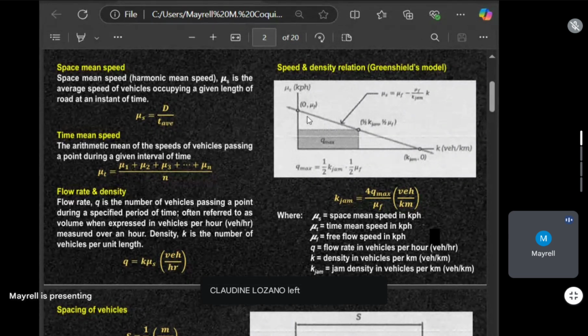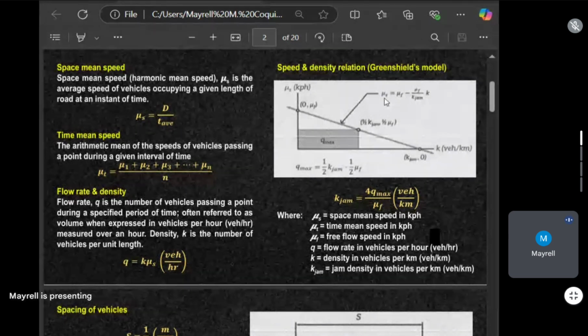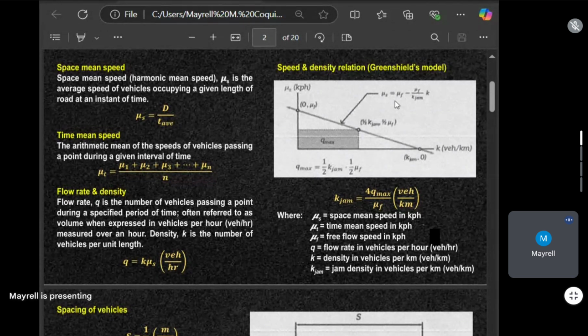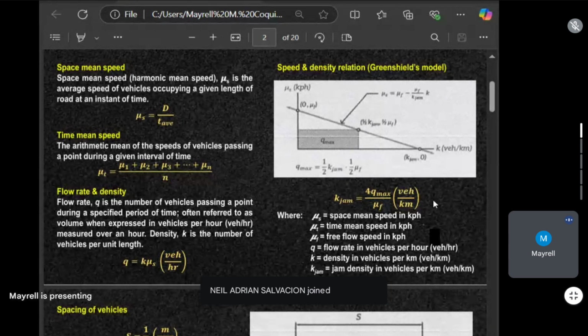And then the line, so the line is mu s, that's equal to mu F minus mu F over K jam times K. And K jam, that is the jam density in vehicles per kilometer. So K jam is equal to 4 times the Q max over mu F. This is also in vehicles per kilometer.